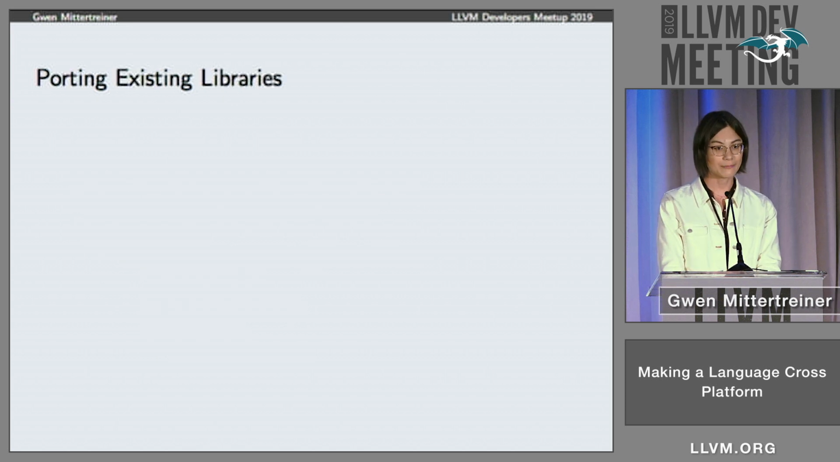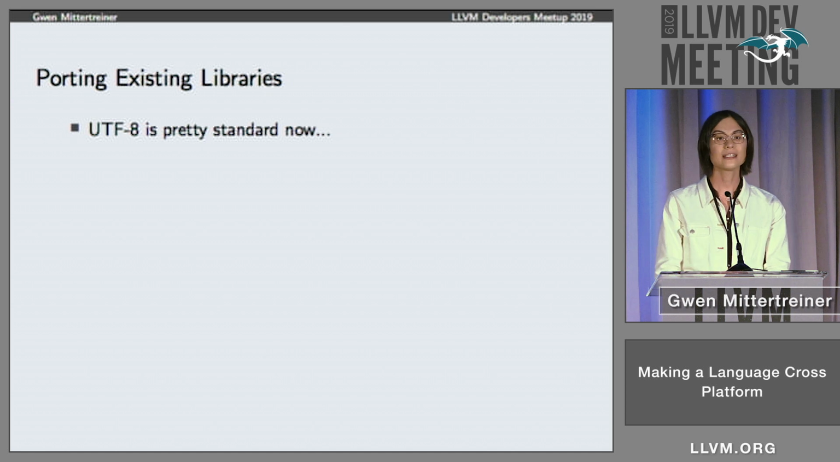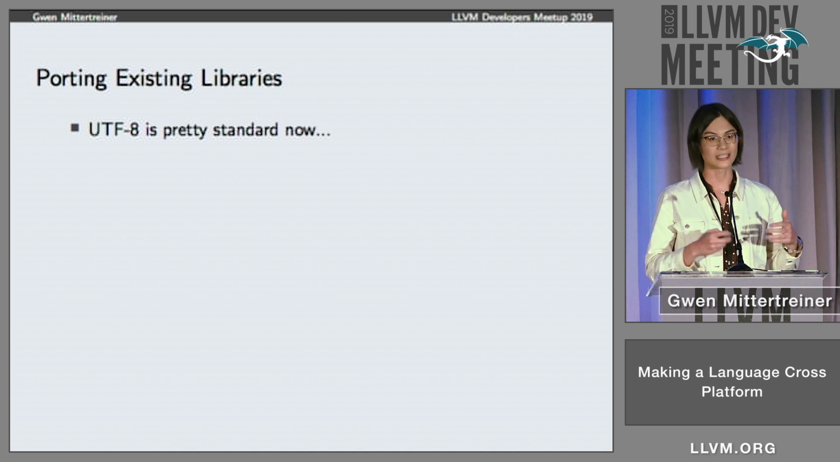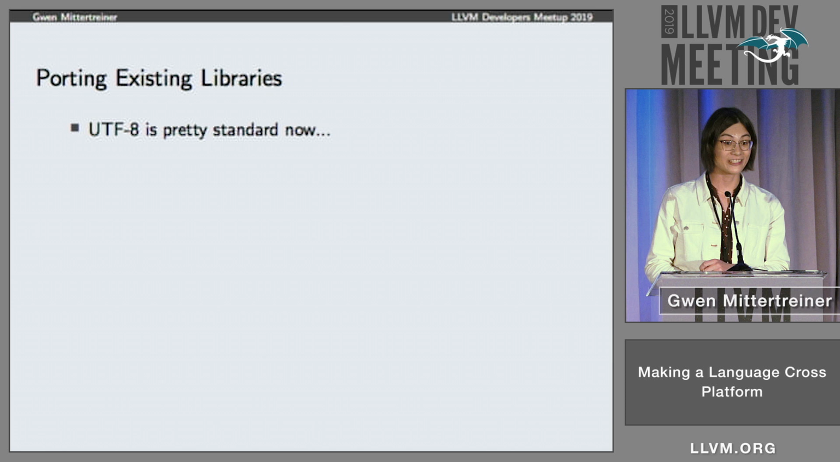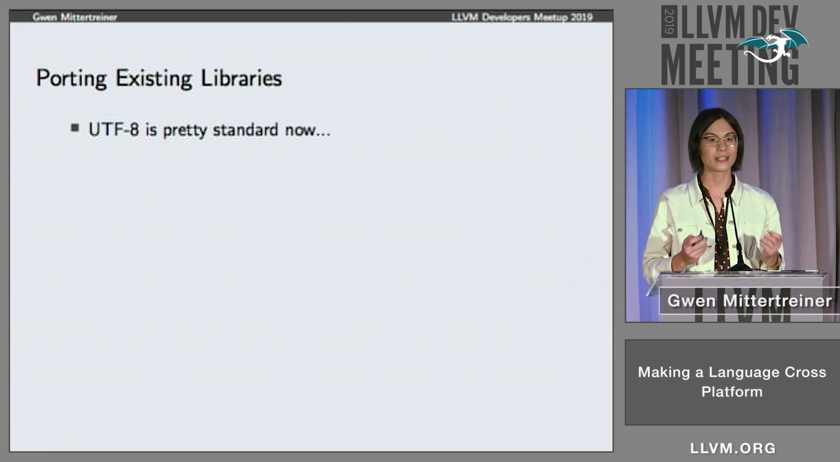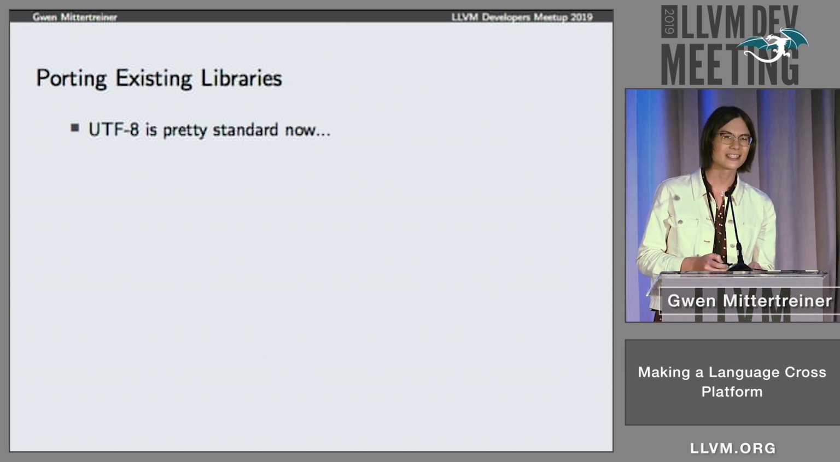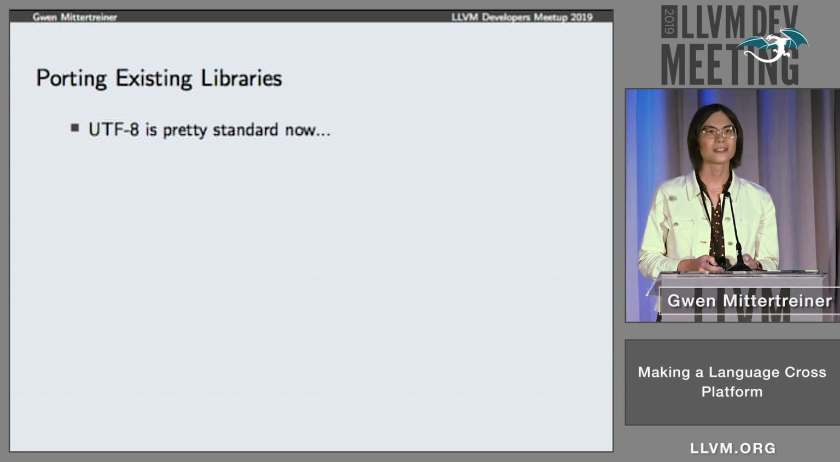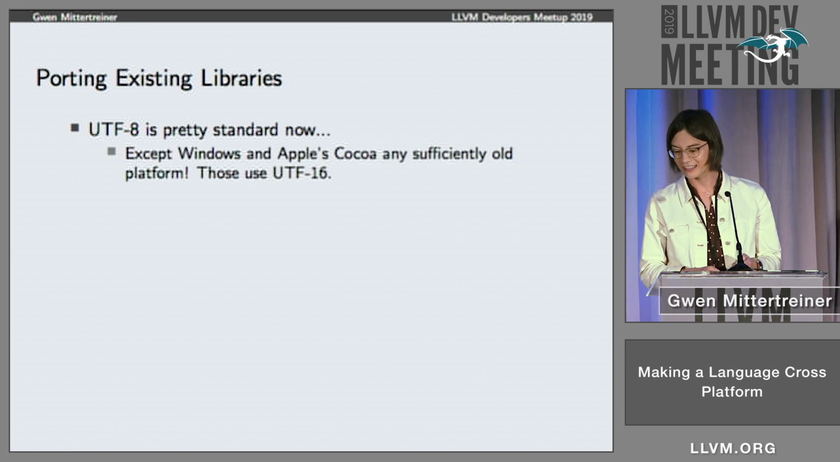What about existing libraries? Well, if you're using existing libraries, or a system library, you're going to have to call system APIs, and that means you get to use Unicode. UTF-8 is pretty standard now, well, except on Windows, which uses UTF-16, and Darwin, which uses both.